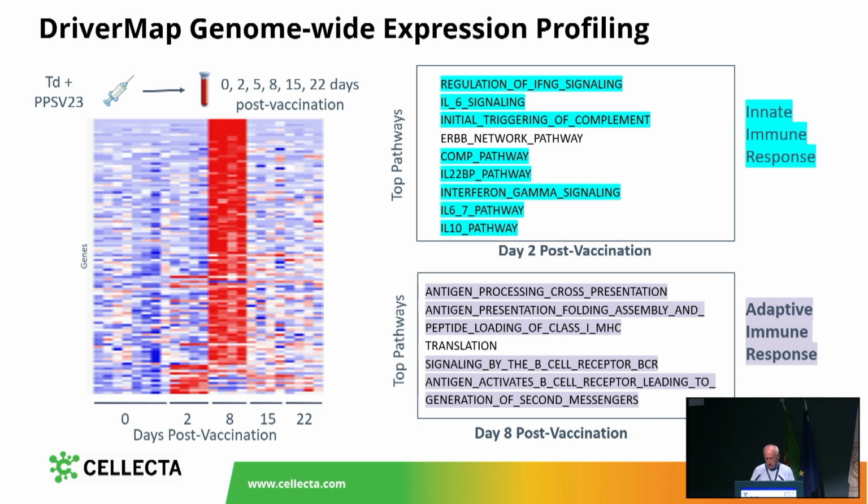And if you run genome-wide expression profiling, like shown here on this slide, you can see at approximately 2 days after first vaccination, you have very strong activation of innate immunity pathways, and at approximately 1 week, you can see strong activation of adaptive immunity.